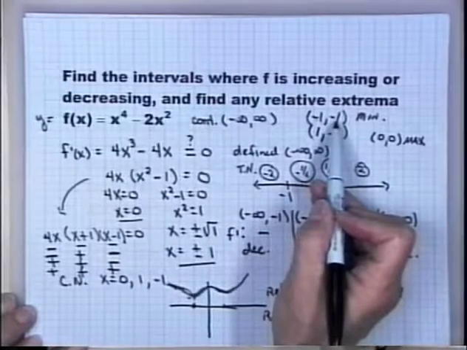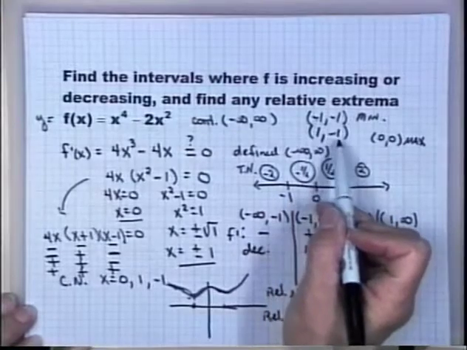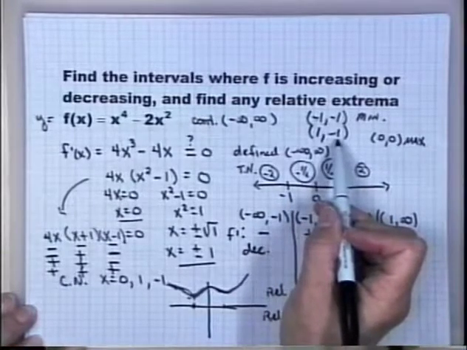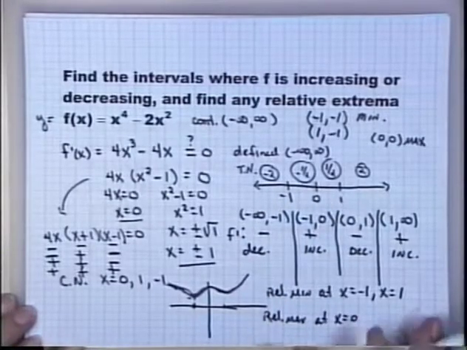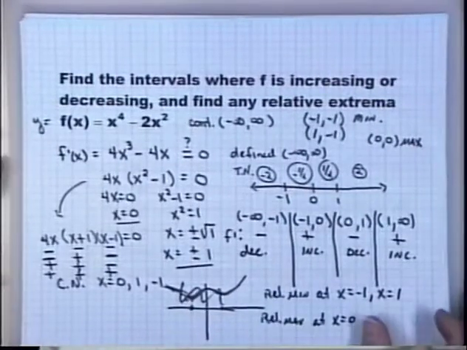So my minimum occurs at x equal negative 1. The minimum value is negative 1. I have a minimum at x equal 1. The minimum value is negative 1. And I have a maximum at 0, 0. Now, this was just kind of an illustration in terms of how the curve was shaped.